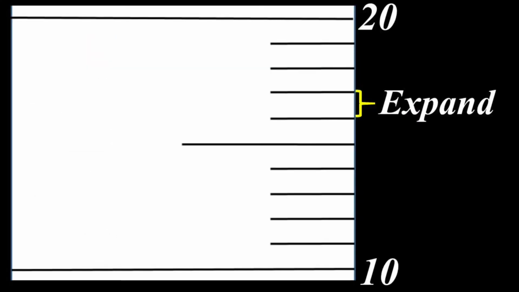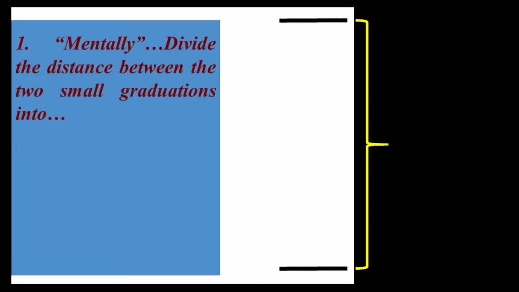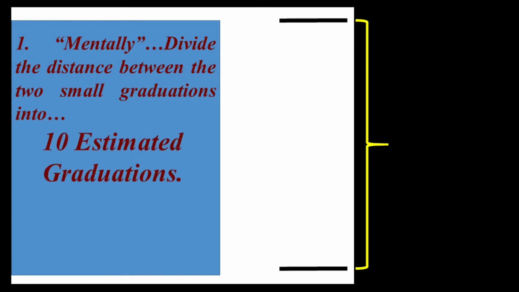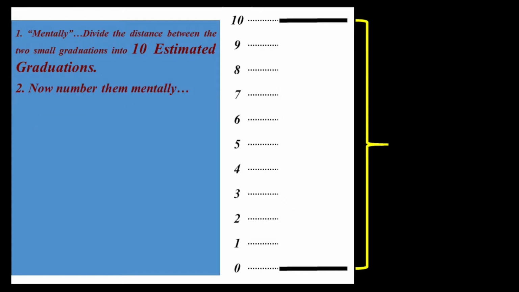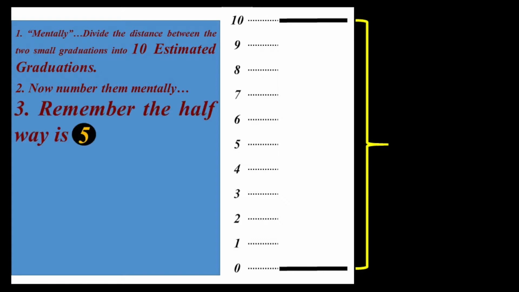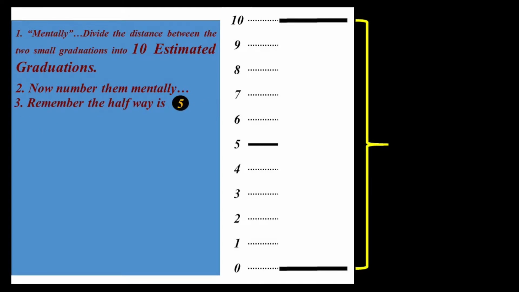And now you want to check out the space between. We're going to take that and expand it, and then clean it up a little bit. Get the graduations a little bit under control. Then you want to mentally divide the distance between the two small graduations into 10 estimated graduations. So there they are. There's 10 estimated graduations. And so you're going to number them mentally, from 0 to 10, where the middle would be 5.